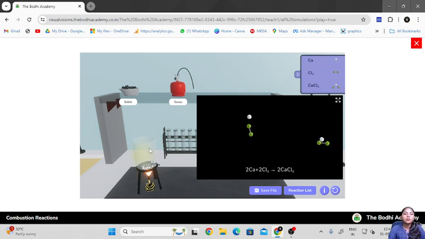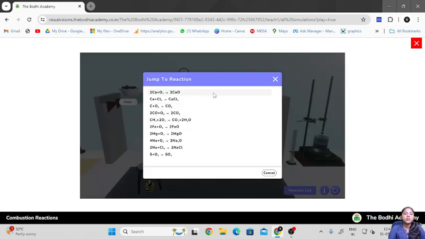So we will heat the reaction and see here, it will emit some light and heat in the form of flames. Now both the substances have reacted and we got 2 calcium chloride molecules. So here you can see the calcium is the white one, chlorine is the green, and then this is the calcium chloride molecule. Then the next reaction which we have is carbon plus oxygen, which gives us carbon dioxide.